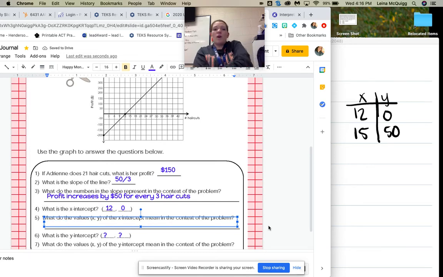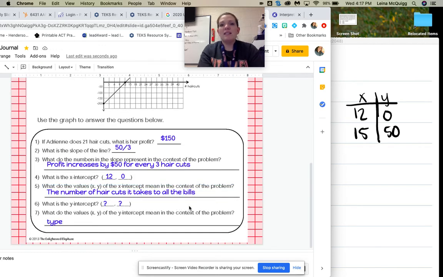Okay, so when we're at 12 haircuts, 12 is the number of haircuts. So when we're at 12 haircuts, how much money are we making in profit? We're making $0. So why are we doing 12 haircuts but not making any profit? Well, it took 12 haircuts for her to pay all of her bills. So the first 12 haircuts pay all her bills, and then after that, she's making extra money to put in her pocket. So my x-intercept is the number of haircuts it takes to pay all the bills.